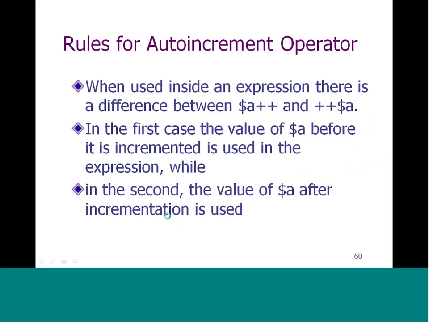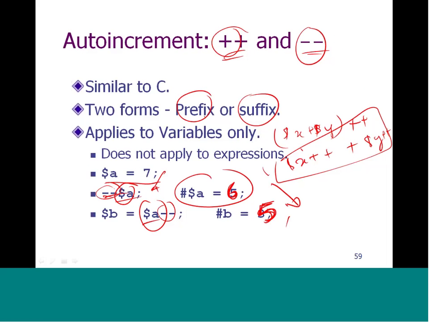Here are some of the rules used within an expression. There is a difference between these two values. If you are using it as a standalone statement like this, it is okay: it still retains the value, it decrements it and puts the value in A. So A is 6, and at the end of the operation the decrement value is assigned to B, so it is still 5.